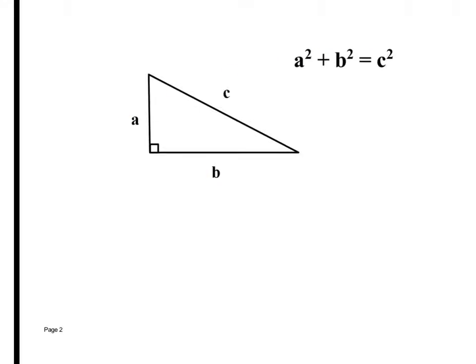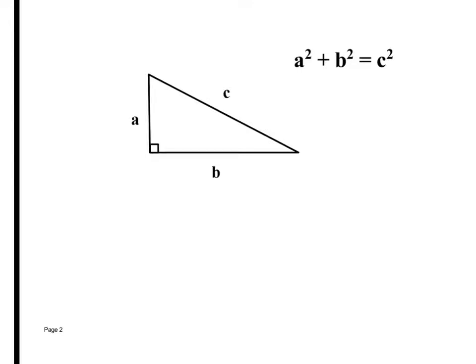Pythagoras came up with this a long time ago. He found that if you square a and add it to the square of b, you get the square of c. And then you can find out what c is. So we can find the lengths of a right triangle off of this: a squared plus b squared equals c squared.